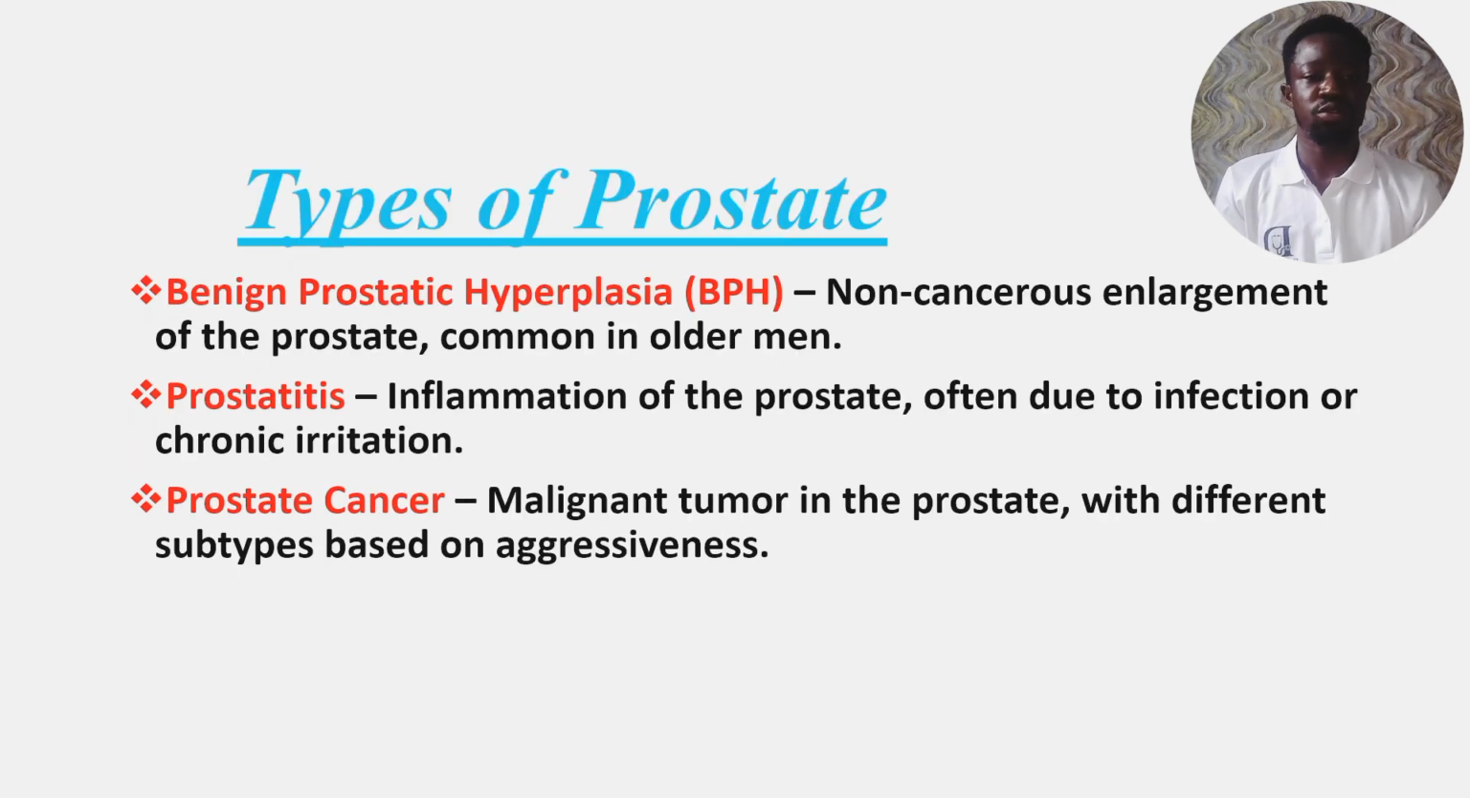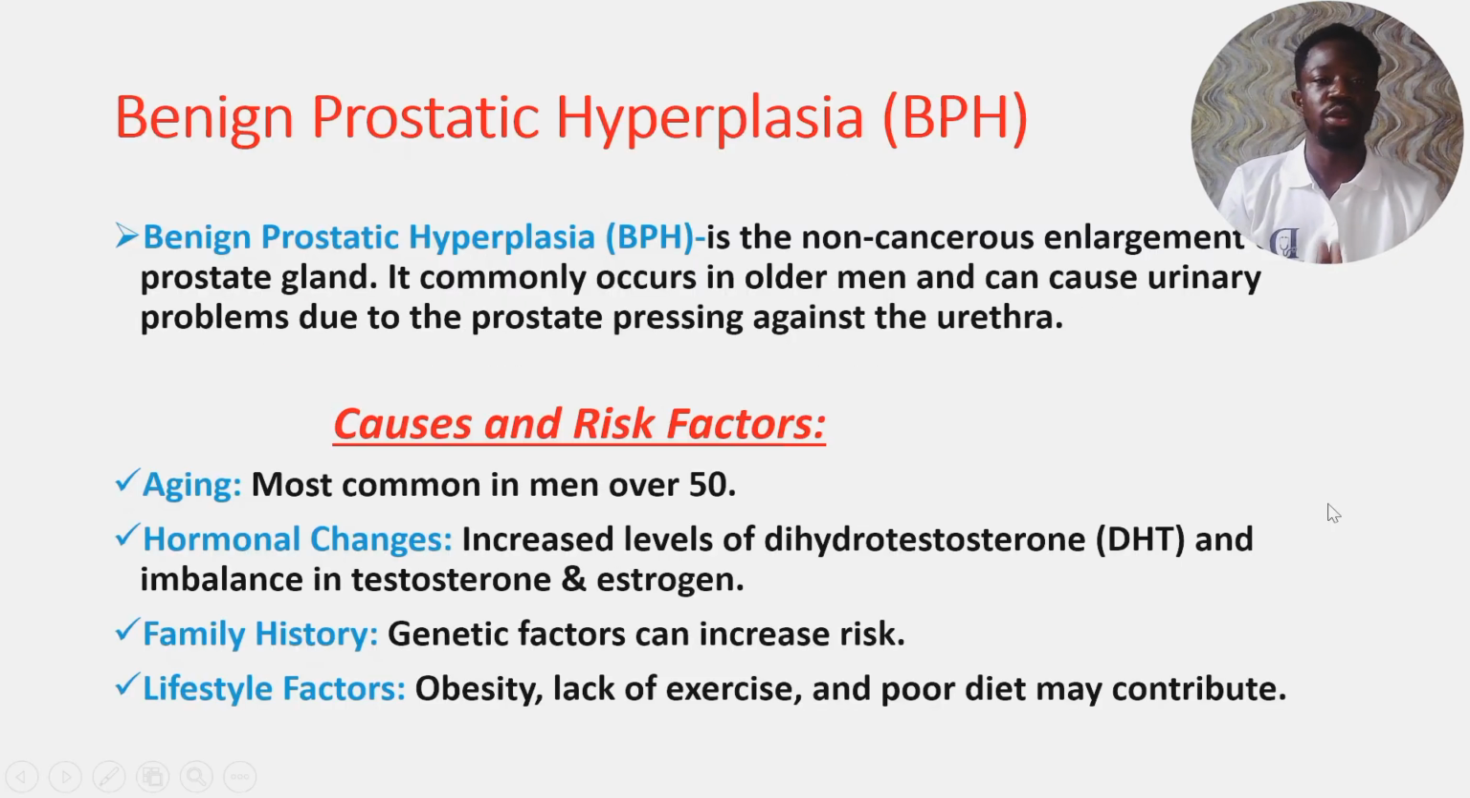Types of prostate disorder. What are the various types of prostate disorder? They are benign prostatic hyperplasia, prostatitis, and prostate cancer. These are the three major prostate disorders. In this video, we're going to look at benign prostatic hyperplasia, which is one of the major disorders of the prostate.